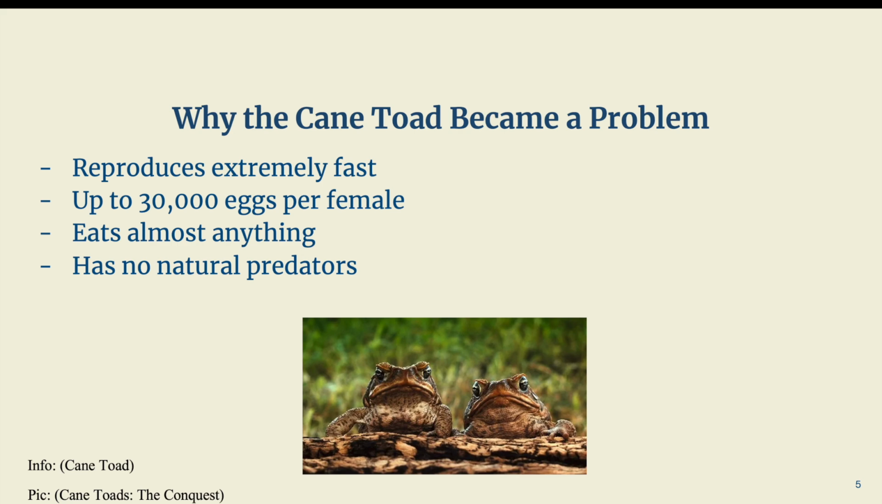Once released, the cane toad population exploded. They had no natural predators, they could eat almost anything, and they reproduce rapidly. Each female can lay up to 30,000 eggs at one time. This allowed them to spread quickly across the regions they were introduced.